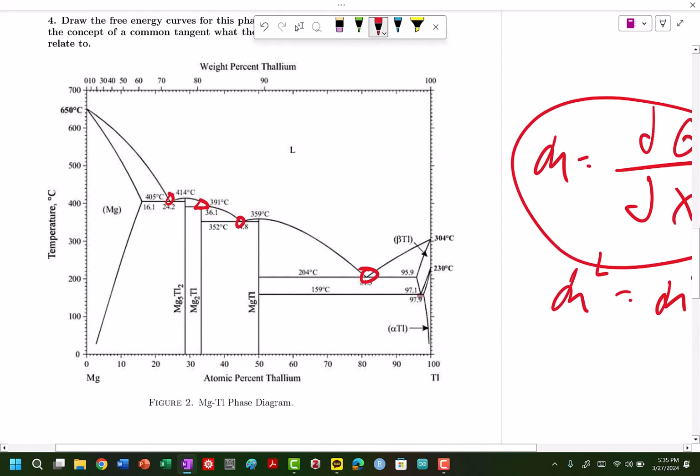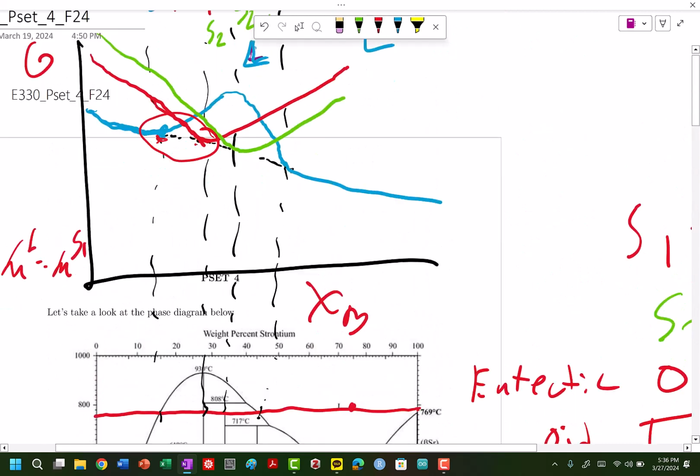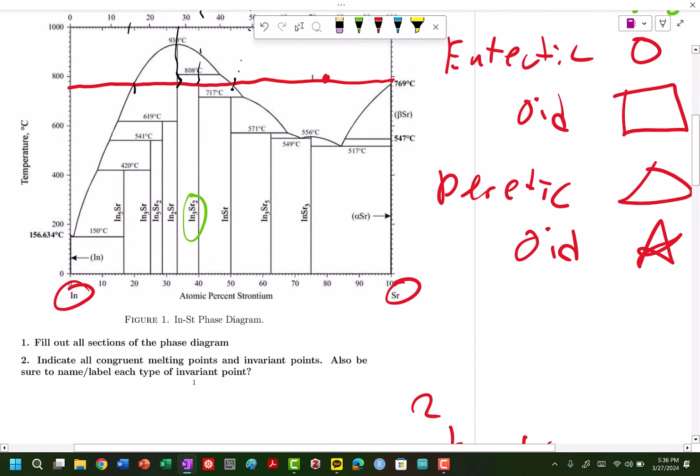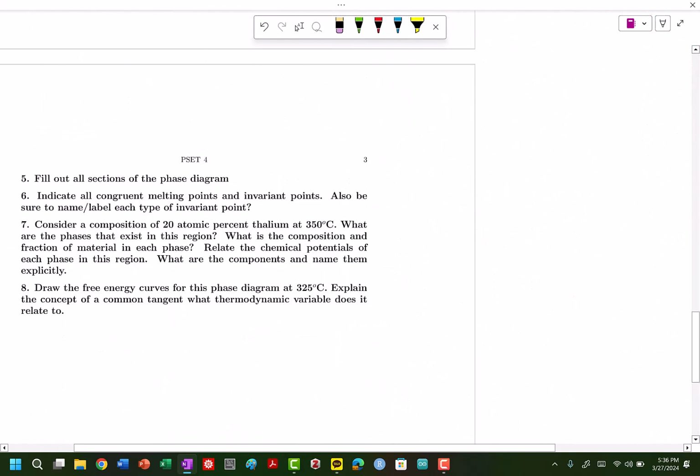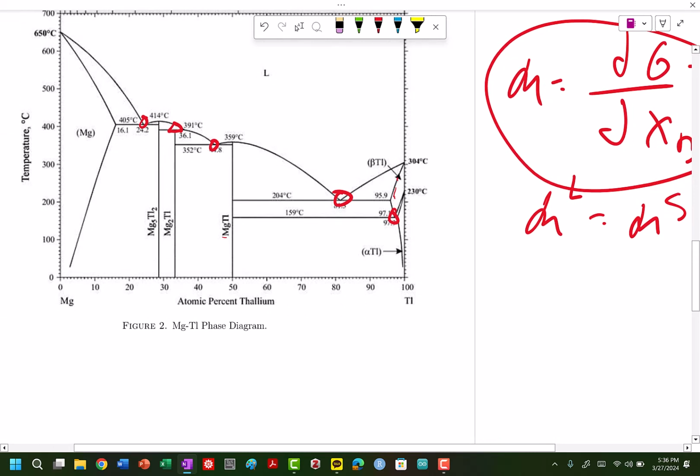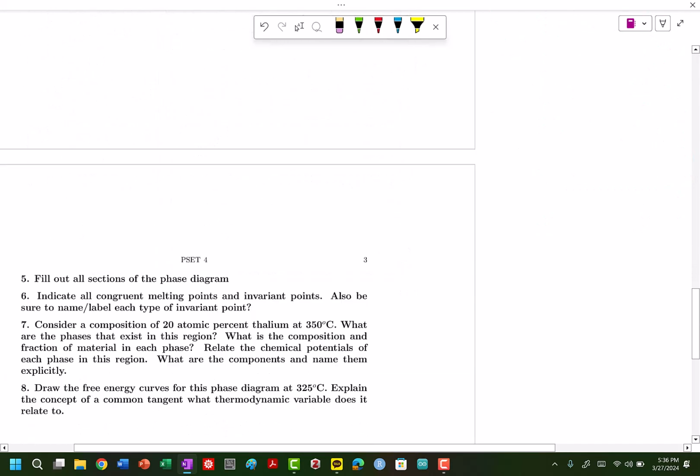Ooh, what is this position right here? I'm going from beta to a two-phase solid region. That is a eutectoid. I believe that would be a square. So that is a eutectoid right here. Let me erase. Right here is a eutectoid. There we go. We got it.